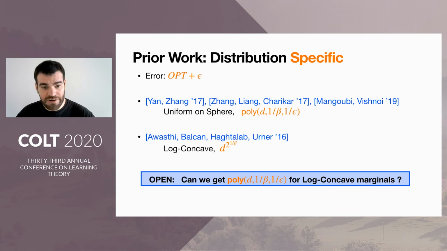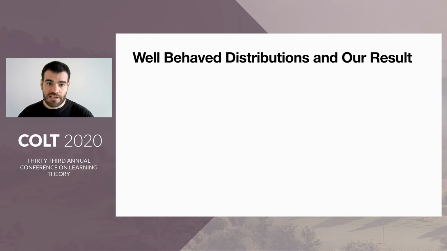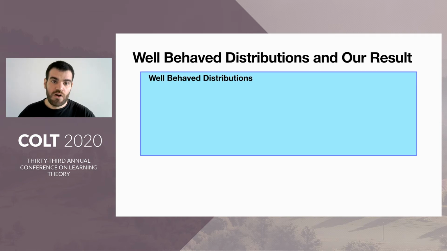In this work, we resolve this open question and give an algorithm that has polynomial dependence in all these parameters. In fact, we solve an even more general problem. We assume the distribution to be well-behaved. So we have some natural assumptions that are satisfied by a large set of distributions.